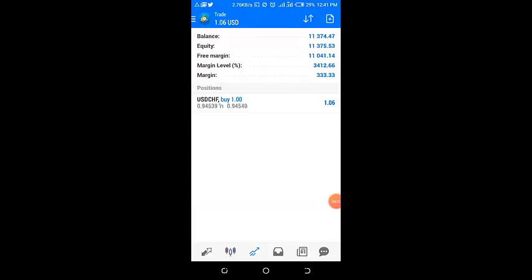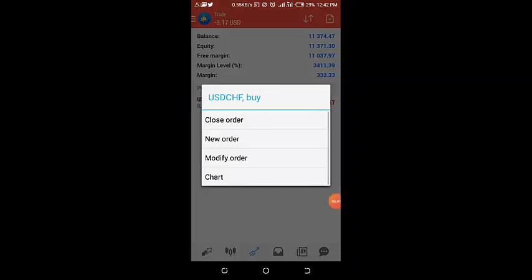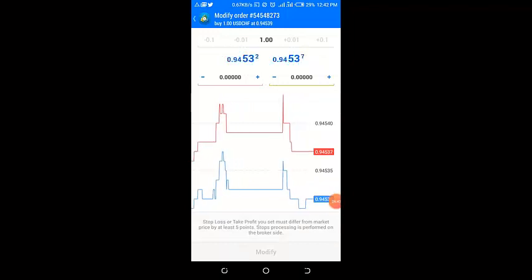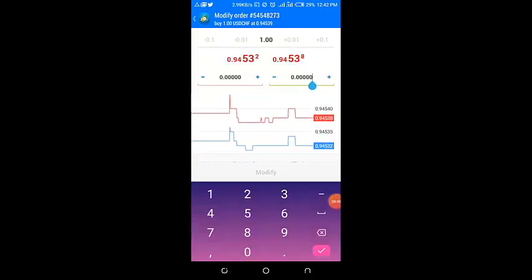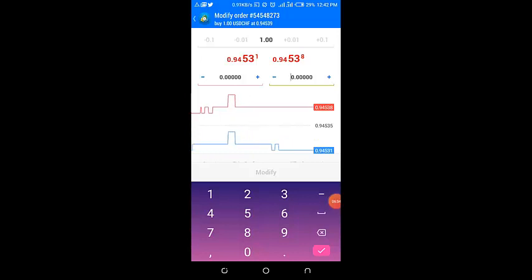So how do you do that? You go back to your market. Already it is making us profit. We already have a profit of $3. So we need to modify the chart, and now we set the take profit. This is now where we set the take profit. On the right side of your phone, we set the take profit. Again, on the left side we set the stop loss.